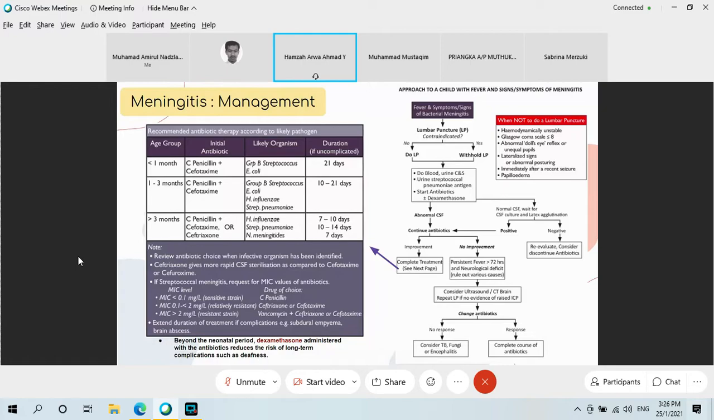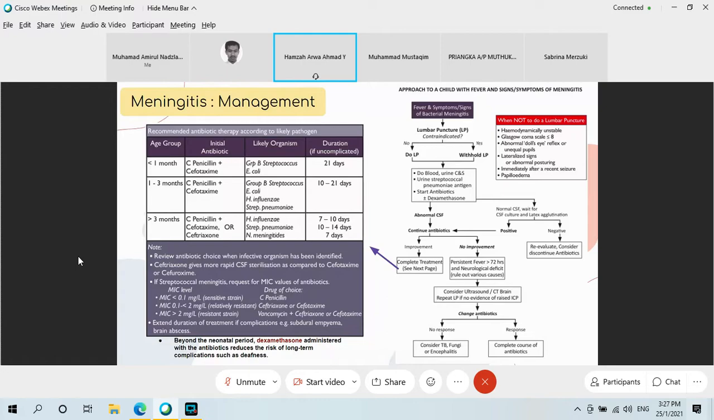But what if the cerebrospinal fluid was normal from the very beginning? You need to wait for the cerebrospinal fluid culture and latex agglutination. If it's positive, you will do the whole procedure that I have mentioned before. And if it's negative, you will reevaluate and consider discontinuing the antibiotic, as the child might not have bacterial meningitis.